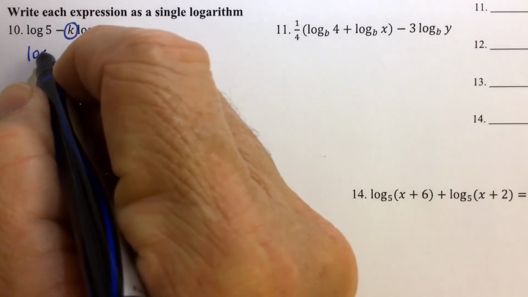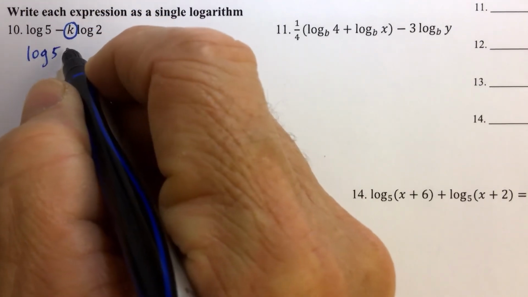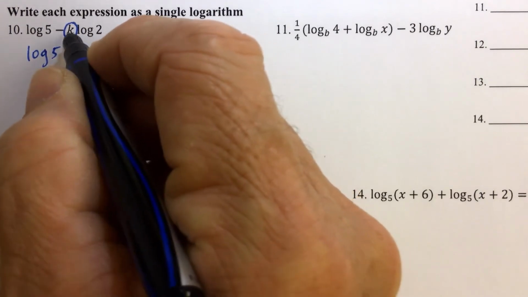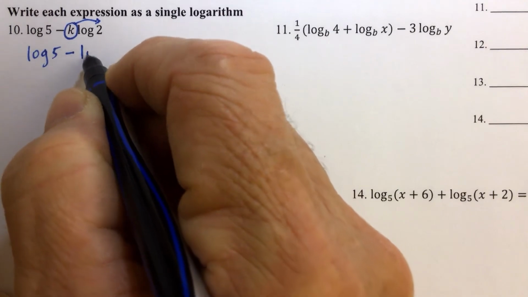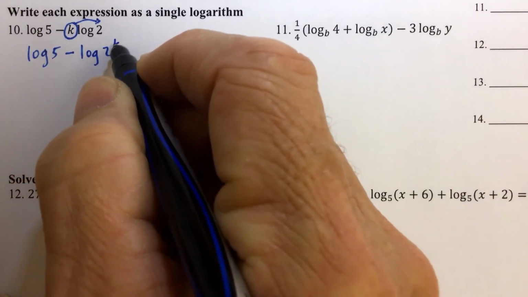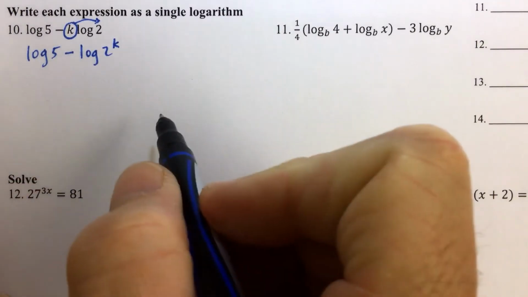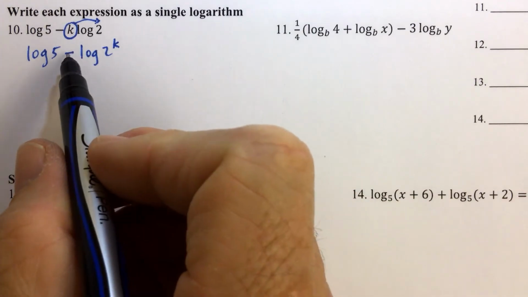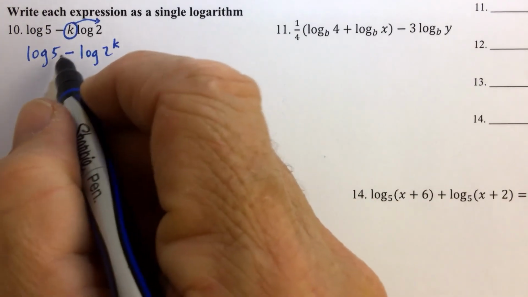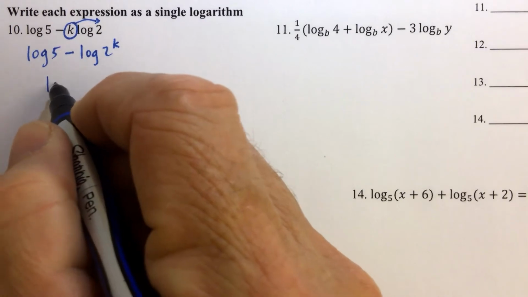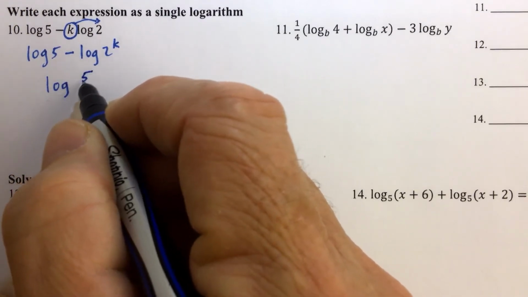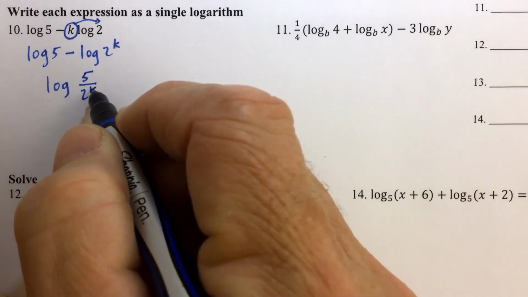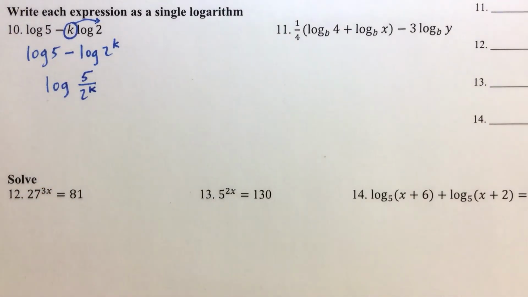And so we're going to use that power property, log base 10 of 5 minus, we're going to move the k, we're going to move that coefficient to the exponent position. Therefore, we free up the logs to now use the subtraction property that says if we have the difference of logs, that means that we have the log of a quotient. So we have log base 10 of 5 over 2 to the k, and that's it.